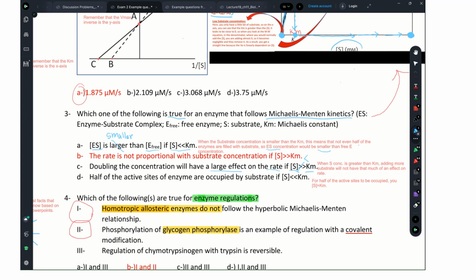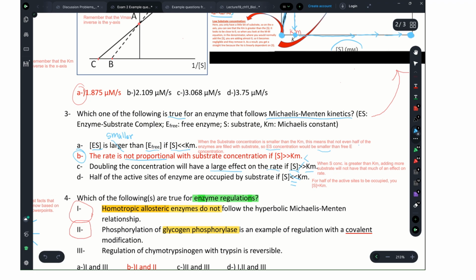And then D, half of the active sites of enzyme are occupied by substrate if the substrate concentration is smaller than the Km. So we went over this, and that's not true. Half of the binding sites are occupied when the substrate concentration is equal to the Km. So now the correct answer, the rate is not proportional.